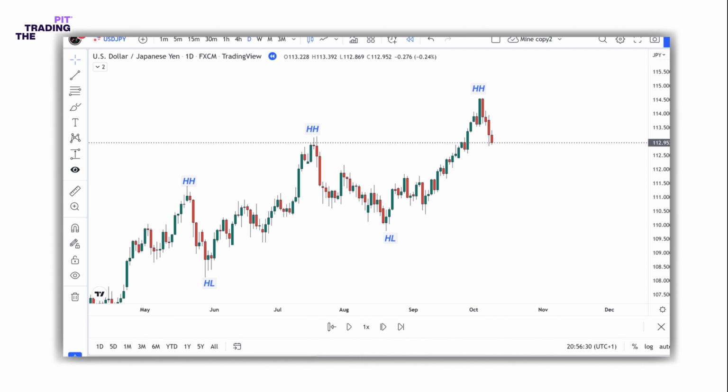Quick question. What is the direction of the market here? The answer is simple. The market is in an uptrend or bullish trend. Then we have to look for buying opportunities. So use your Fibonacci tool to connect the higher low to the higher high over here.